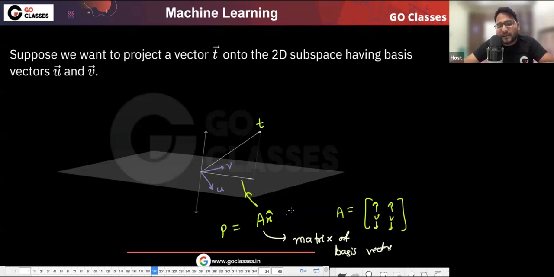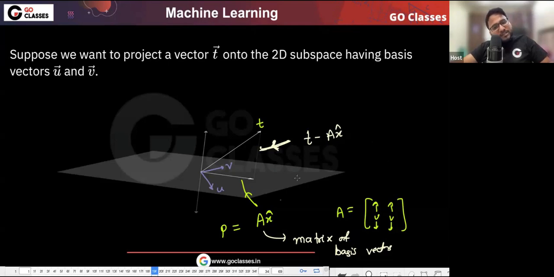So this A x cap is a scalar or is a vector? What will be this A x cap? This is definitely a vector, right? This is a projection. Okay. So just tell me this vector, just like the previous way, can you tell me this vector? This will be t minus A x cap, right? Or Ax, whatever you want to say.